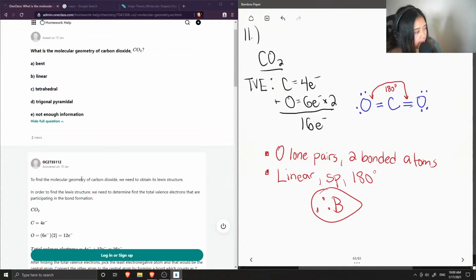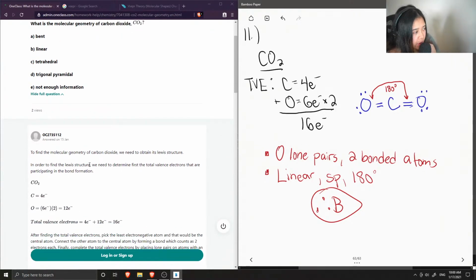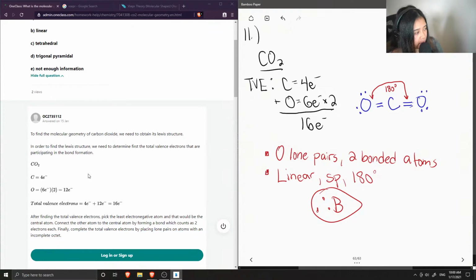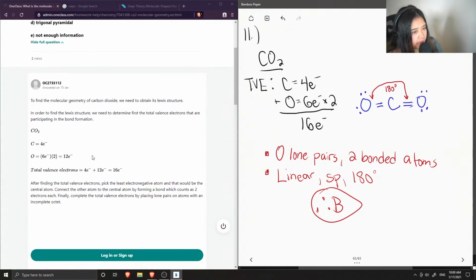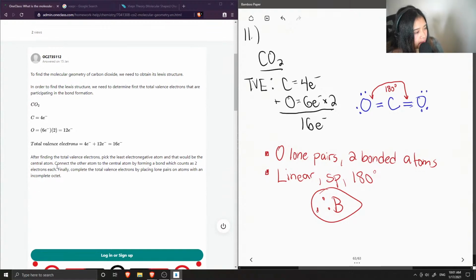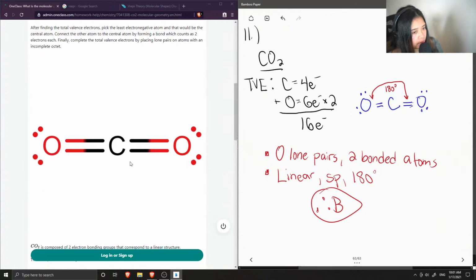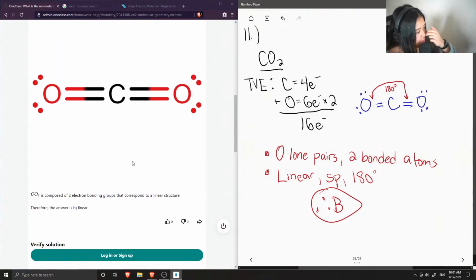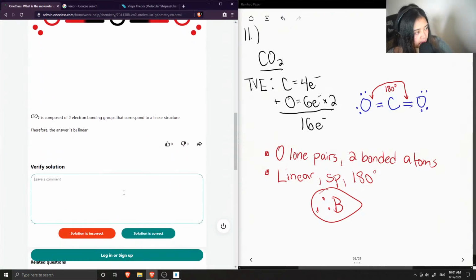So our junior tutor said to find the molecular geometry of carbon dioxide, we need to obtain its Lewis structure. They counted out their valence electrons to get 16. And then they drew out the correct structure, which is linear. So this solution is correct.